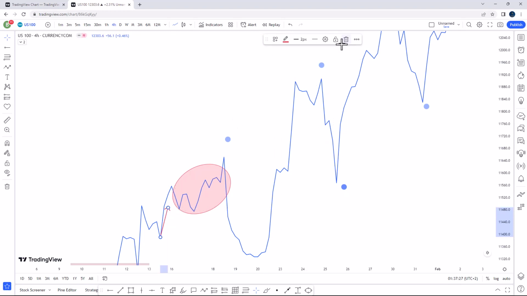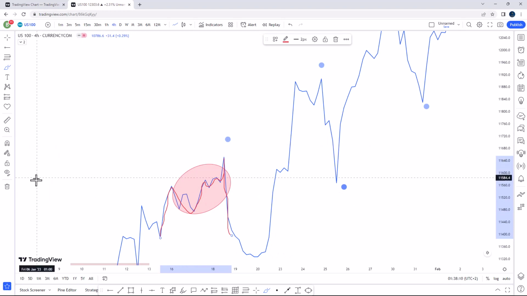I have a high. Use a line chart. Line chart will always show you the close price. So let me use this tool. I have a high, I have a low here, I have a high, I have a low. As you can see, I have a high, I have a low, I have a high. Then we break.